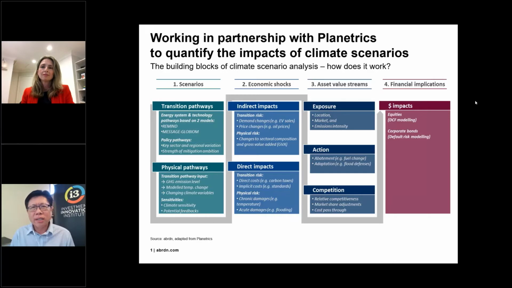That's correct. So on the slide here, we do have energy system integrated assessment models termed Remind and Message Globium. And really that's thinking about how the energy system will evolve out to 2050. And so is gas a transition fuel? And so CCS has a role there. And so what is the size and shape of gas in the evolution of the energy system?